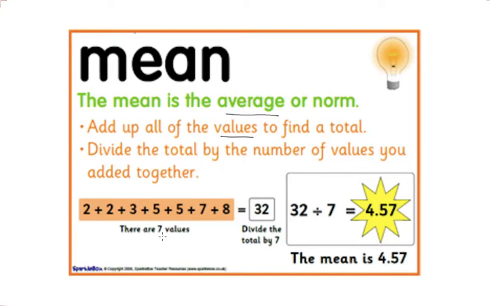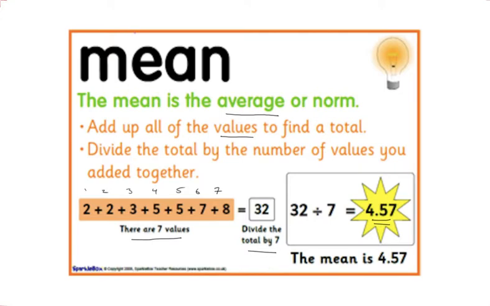So let's have a look at the example here. Here we have numbers as values, okay? And it says here there are 7 values. There's 1, 2, 3, 4, 5, 6, 7. Grand. 7 numbers, okay? And what we do is we add all these together. And when we add them together, we get 32. And now we divide this total by 7, by the number of values. And that gives us the mean, which is 4.57.